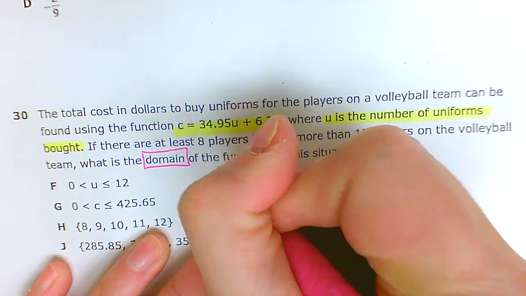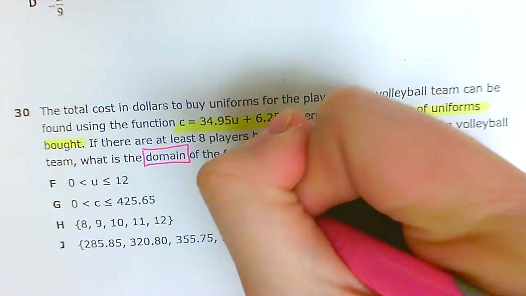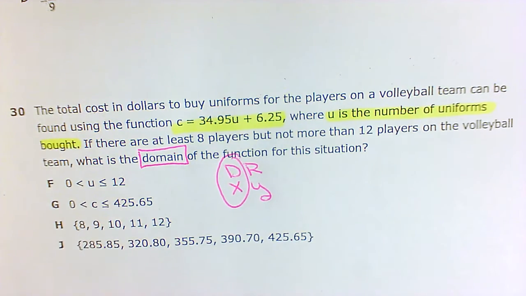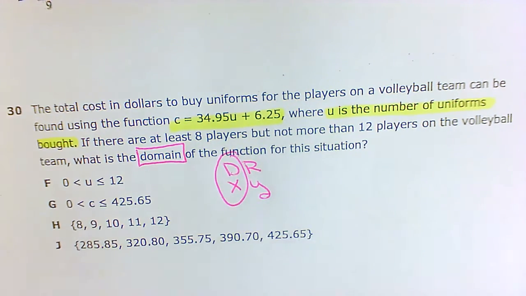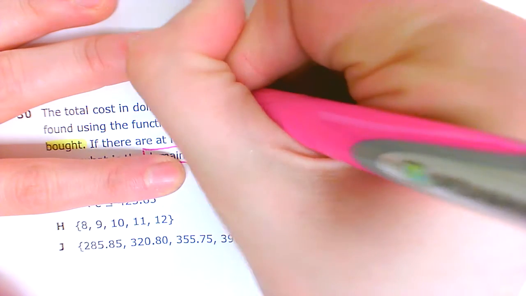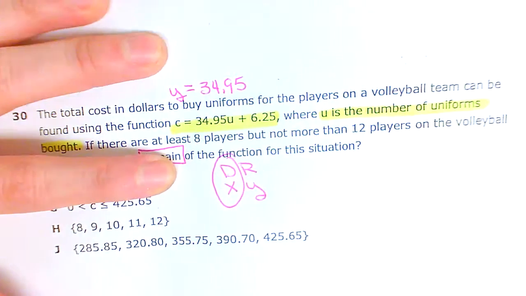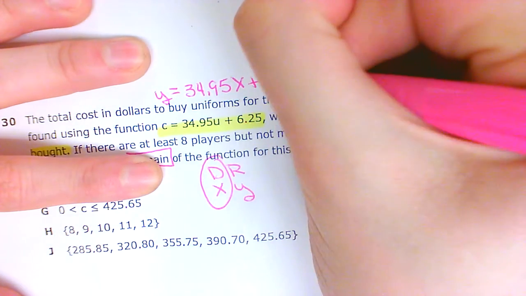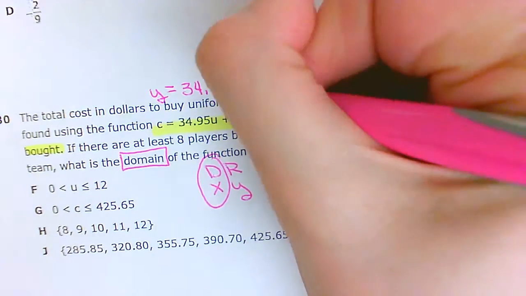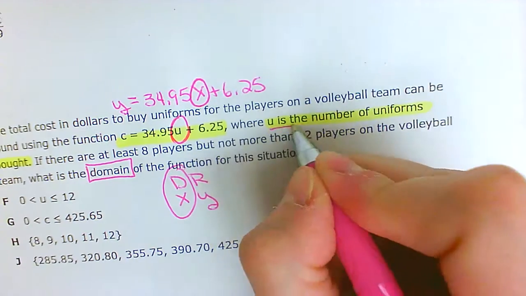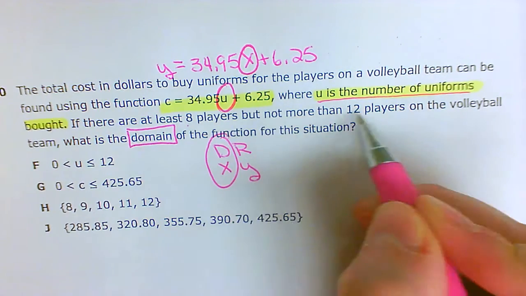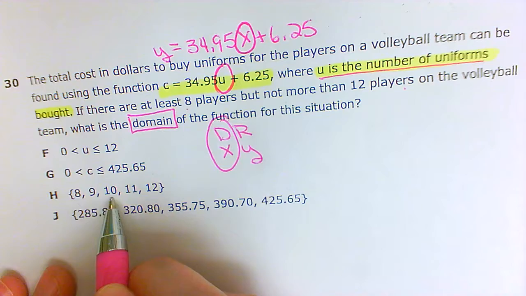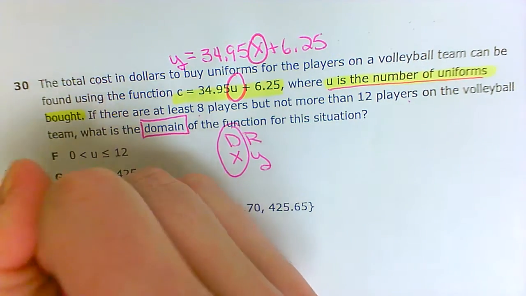When I see domain or range, the first thing I'm going to do is write down DR XY so that I know domain is actually talking about X values. Now in this problem, that's a little bit confusing because we don't have X and Y, we have C and U. But if I was going to rewrite this problem using X and Y, it would be Y is equal to 34.95X plus 6.25. So in this case, our X value is actually a U, and that's talking about the number of uniforms. And if there's at least 8 players but not more than 12, well, you would need 8, 9, 10, 11, or 12 uniforms. So that would be the domain.